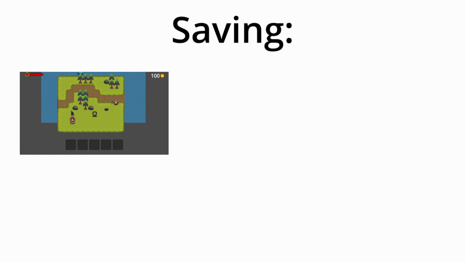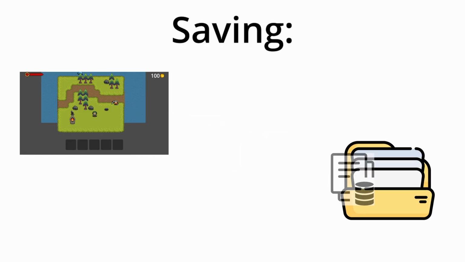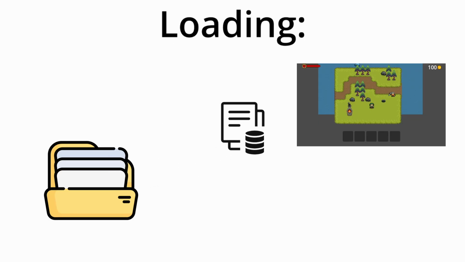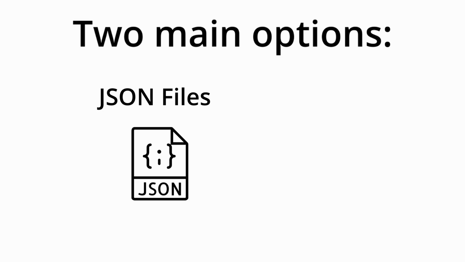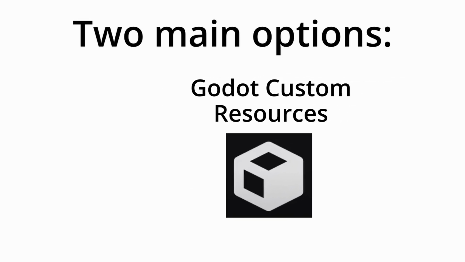You might be wondering, how does it actually work? It's surprisingly straightforward. Basically, you just take whatever information you want to keep and write it into a file. Then, when you load the game, you read that file and set the relevant variables so they match the last session. In Godot, there are two main ways to handle this. You can either use a JSON file or Godot's built-in resource system. I chose to go with Godot's custom resources, but to be honest, there's not a huge difference between the two.